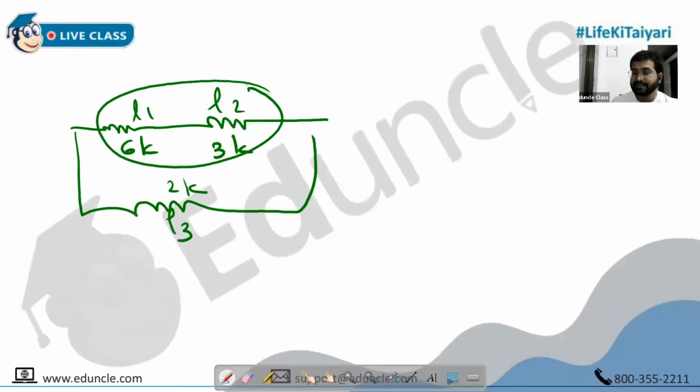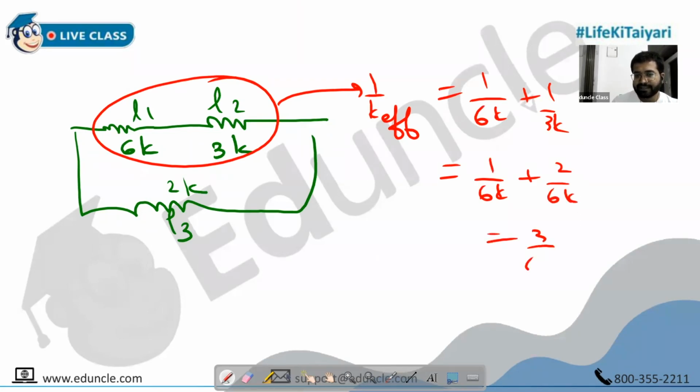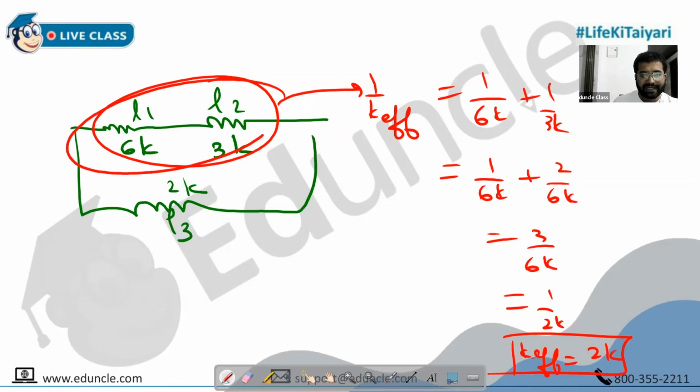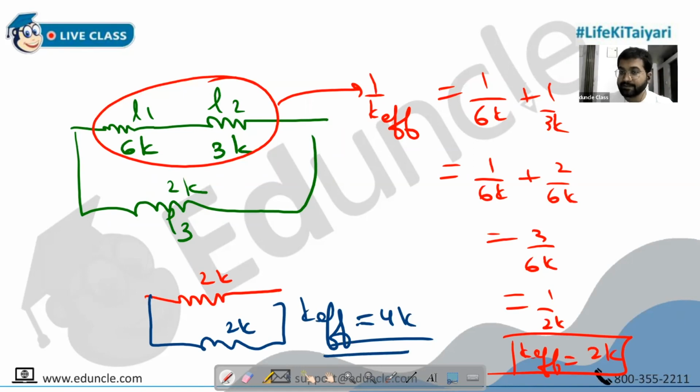When they are in series, you have to apply the reciprocal formula. So 1 upon K effective would be 1 upon 6K plus 1 upon 3K. This is 1 upon 6K plus 2 upon 6K, which is 3 upon 6K, which is 1 upon 2K. So K effective of the series combination is 2K. Now, instead of these two, we have a single K effective, which is 2K, and we already have 2K here. This 2K is in parallel, so the final K effective, 2K directly adds up to 4K. Have you all understood this?